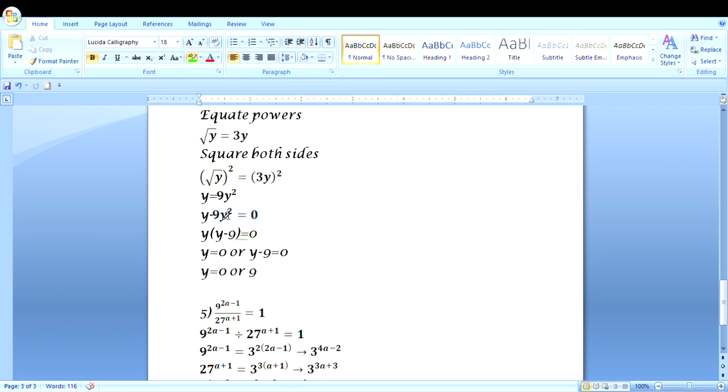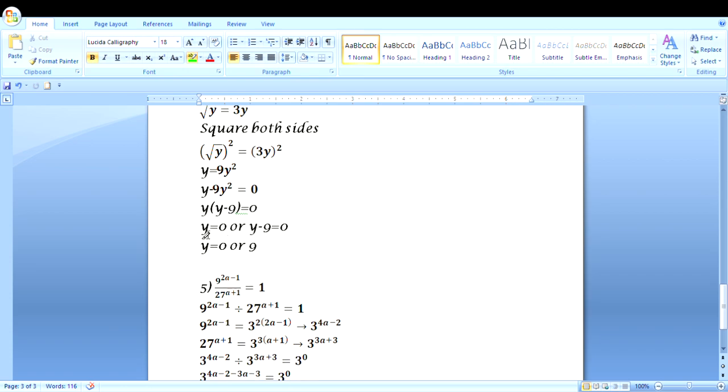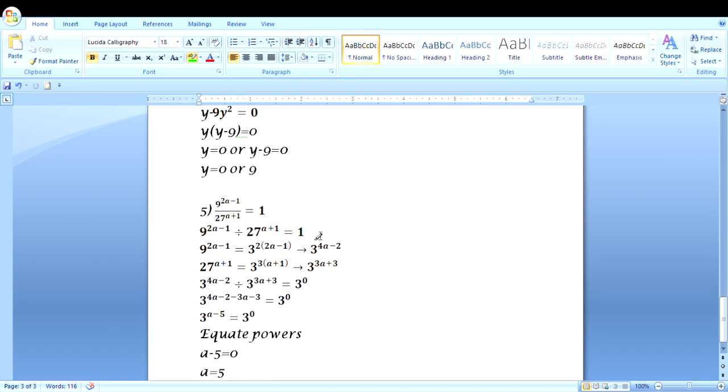So here, this is a simple quadratic equation, and the common factor here is y. So we bring out y, open bracket, y minus 9, close bracket, equals 0. Here either y is equal to 0 or y minus 9 is equal to 0. So y is equal to 0 or y is equal to 9. That is the answer for that particular question. Let's look at this number 5 question.